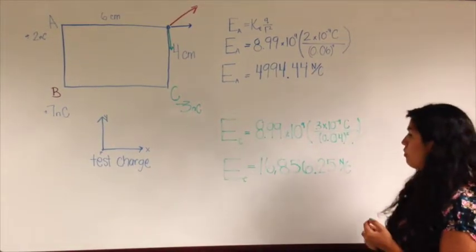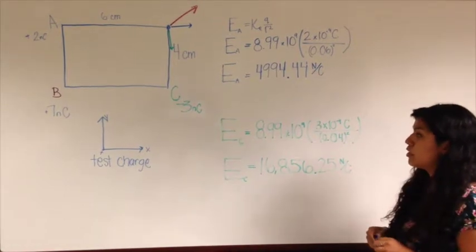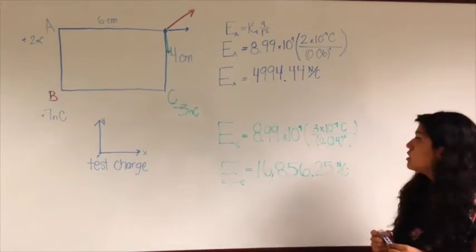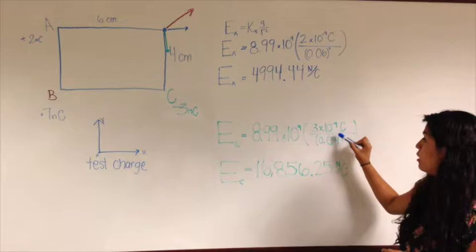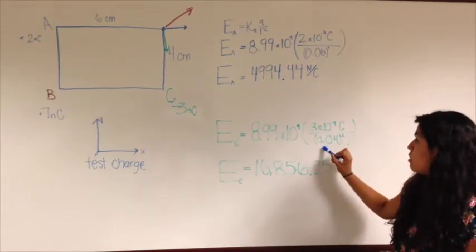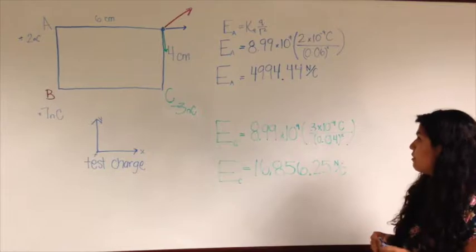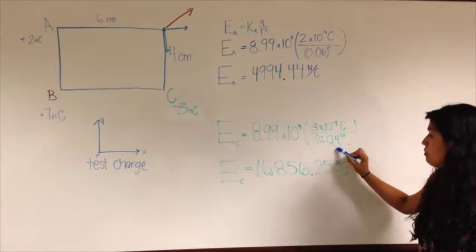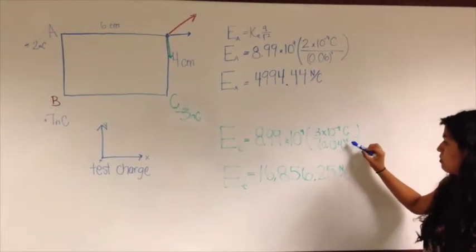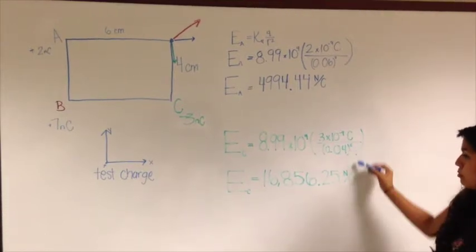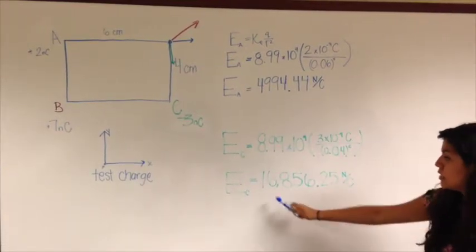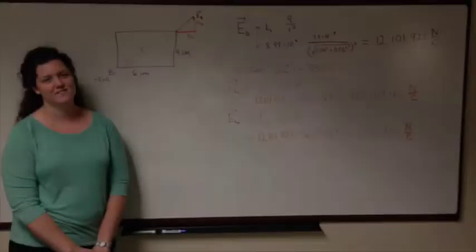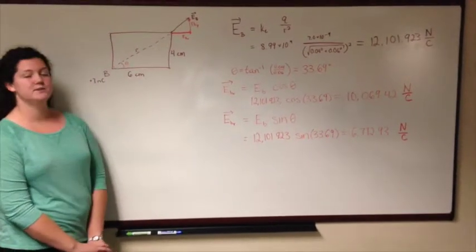And so to find the magnitude of the electric field of point C, we plug it into the same equation. We make the same conversions. So to convert nanocoulombs to coulombs, we would multiply 3 times 10 to the negative 9, which gives us coulombs. And then to convert from centimeters to meters, divide the distance 4 by 100, and we get 0.04. We plug that into the equation and make sure that's squared. And once we plug it into the calculator, we get 16,856.25 newtons per coulomb.